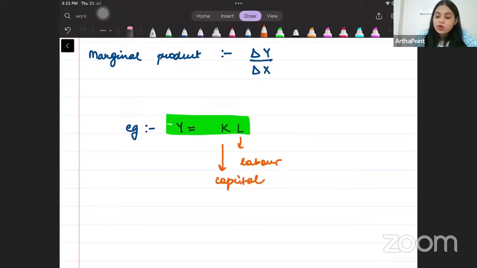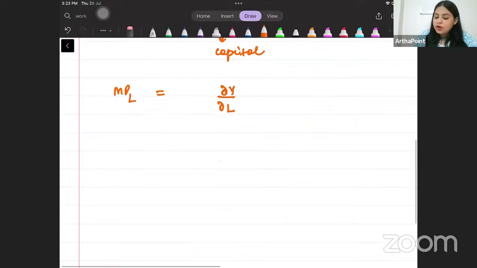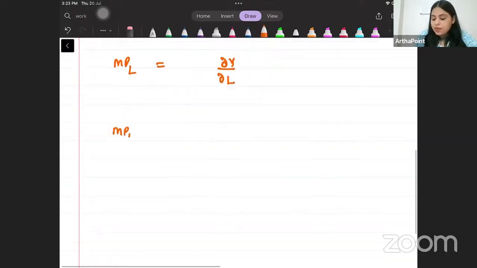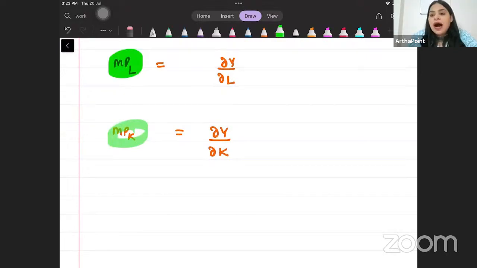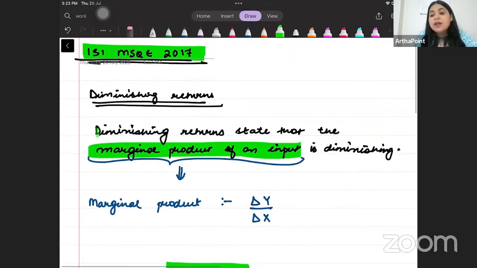So beta, what is going to be the marginal product of labor? Marginal product of labor will be how output changes as labor changes. And marginal product of capital will be how output changes as capital changes. These are marginal products: how output changes as input changes. Now this rule says that the marginal product is diminishing.